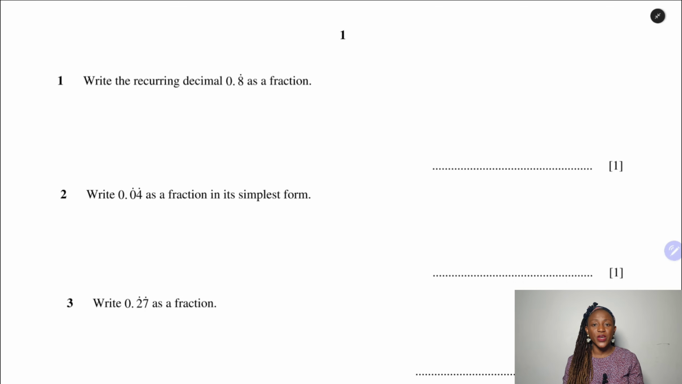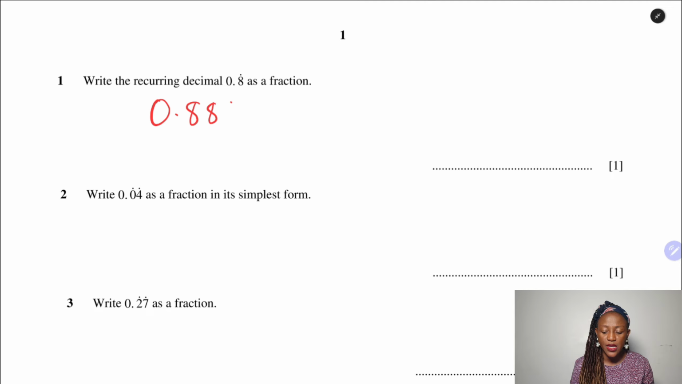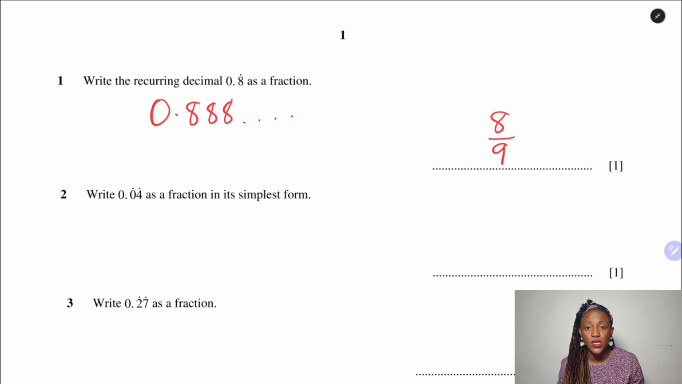All right, so we are going to be looking at a couple of questions. Now, write the recurring decimal 0.8 recurring as a fraction. When you see this kind of question, you notice that the dot is right on the 8. This implies that it's only that digit that is recurring. So this number is actually saying 0.888 and so on. To write this as a fraction, what you're going to end up with is just 8 over 9. Seriously? Yes, that's what it is.